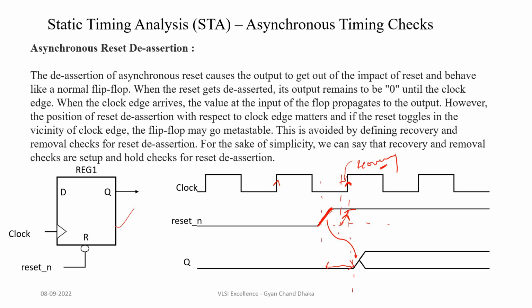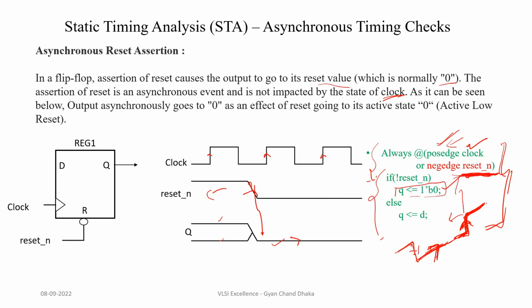Here in this chapter, we are only talking about the asynchronous reset. So what is the problem with asynchronous reset de-assertion? The problem is, if the de-assertion happens near the active clock edge, in that particular case, there are chances that our flip-flop can go into metastable state.